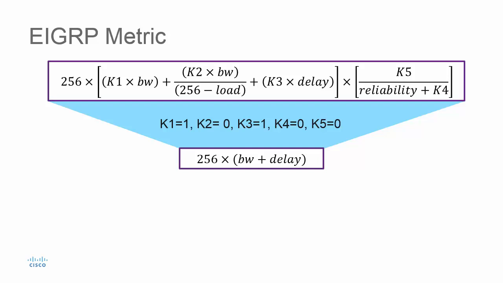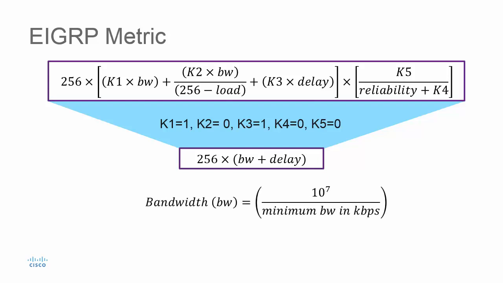Now let's focus on these two criteria, bandwidth and delay. This is how the bandwidth gets calculated, and delay is computed as the cumulative delay end to end in tens of milliseconds. 2 additional criteria are used in the original formula, but are not recommended because they typically result in frequent recalculation of the topology table.